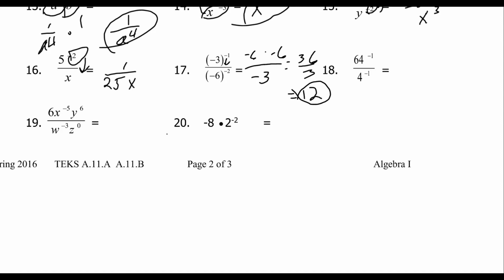Alright, now number 18. Alright, so that needs to go up. That needs to go down. Okay, so that means that we're going to have 4 over 64. Okay, and then 4 goes into both of those. 4 goes into 64 16 times. So what we're left with is 1 over 16.